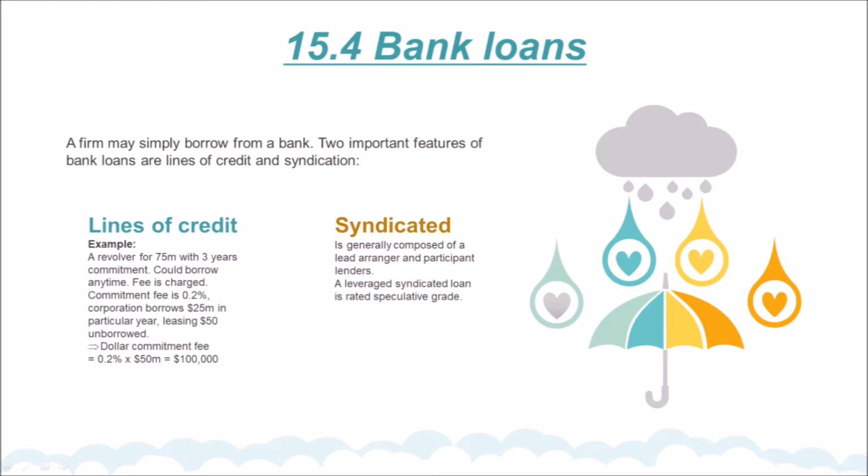And the next one is syndicated loans. So, a syndicate is generally composed of an arranger and participant lenders. As the name suggests, the lead arranger takes the lead in creating the relationship with the borrower and negotiating the specifics of the loan. A syndicated loan may be fully drawn, it may be a line of credit and be undrawn, or it may be drawn and used by a firm. Syndicated loans are always rated investment grade. However, a leveraged syndicated loan is rated speculative grade.